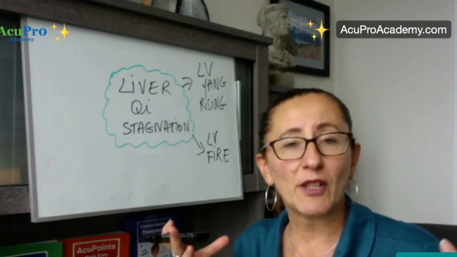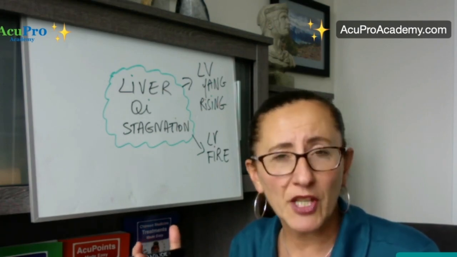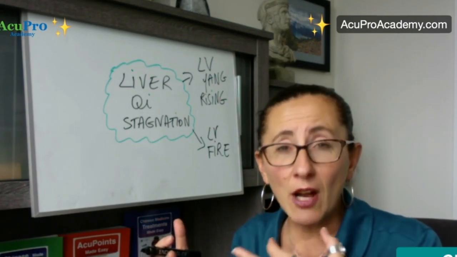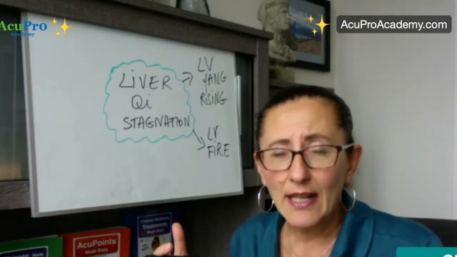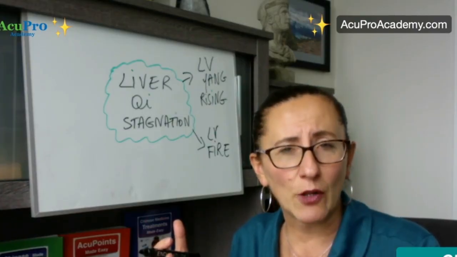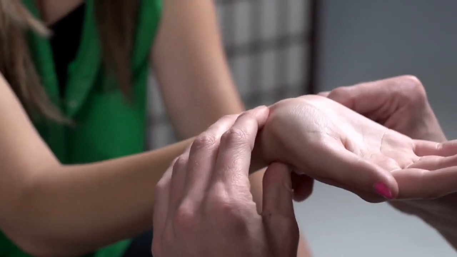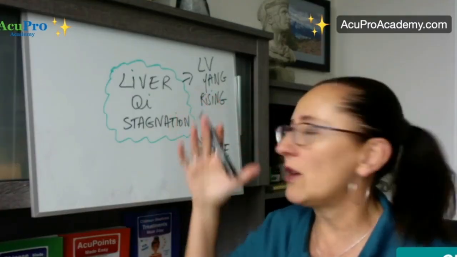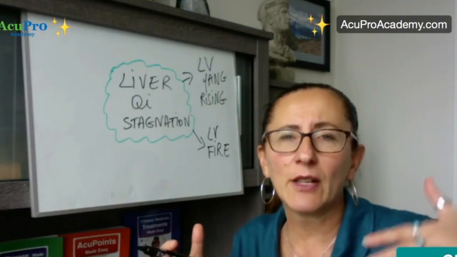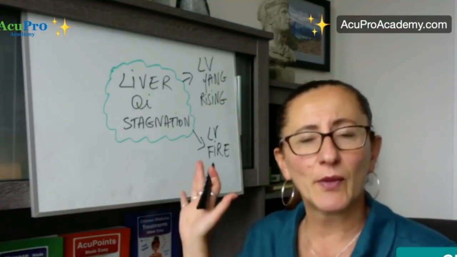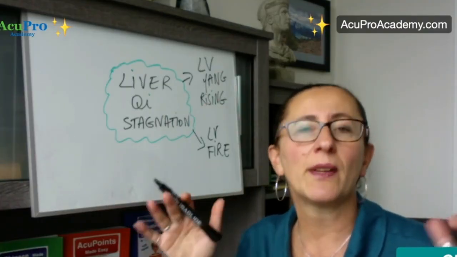Also, because there's fire, it dries fluid, so there may be constipation and a bitter taste in the mouth. The tongue now is going to be red, and it may have a really dry yellow coat on it. The pulse will be wiry, rapid. With liver yang rising, usually the pulse is wiry. It can go rapid and come back down, but with liver fire, it's constantly wiry and rapid.